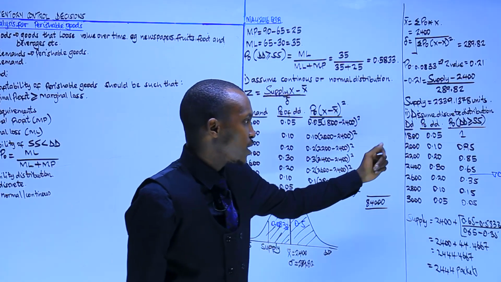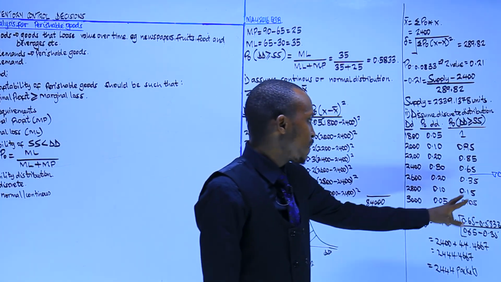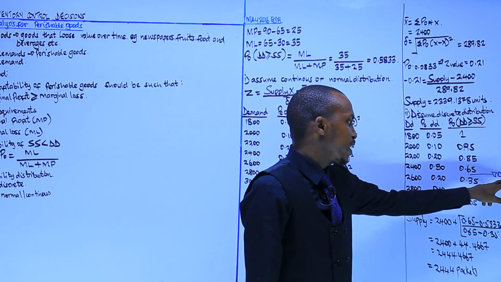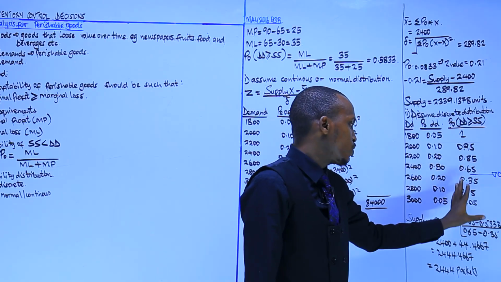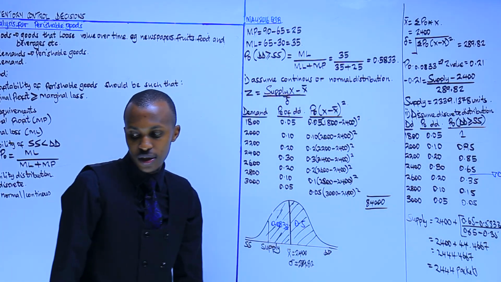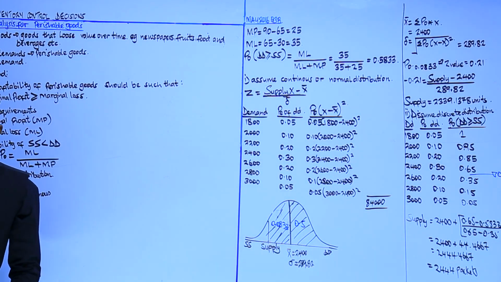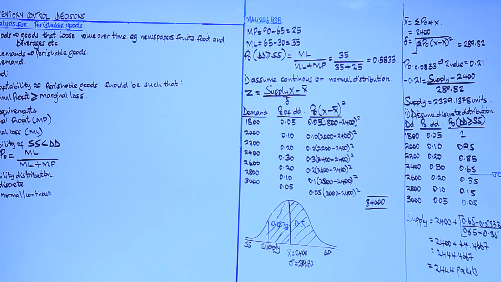Discrete, assume discrete distribution here, 0.5833, then you now extrapolate. All right, I hope that has been properly understood.